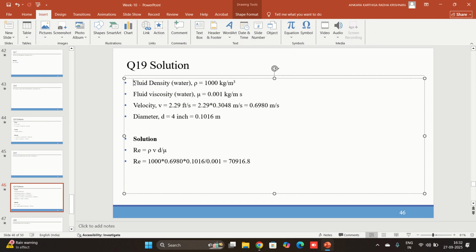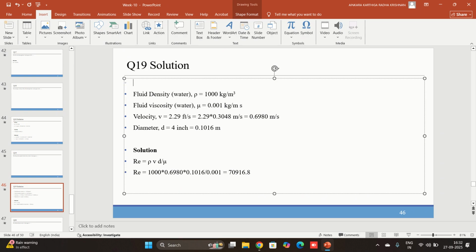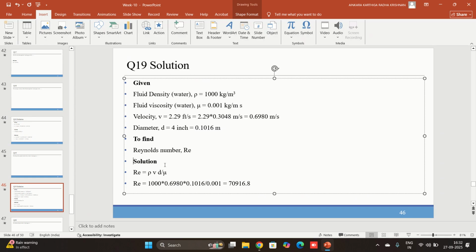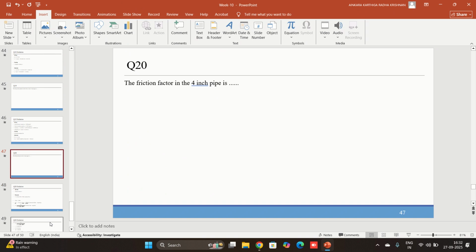I think it should come next. It is given, and this is to find the Reynolds number, and yeah, the solution we can do directly. So that is for question 19, and we have a last problem. The friction factor in the 4-inch pipe is dash. So we have to calculate the friction factor in the 4-inch pipe.